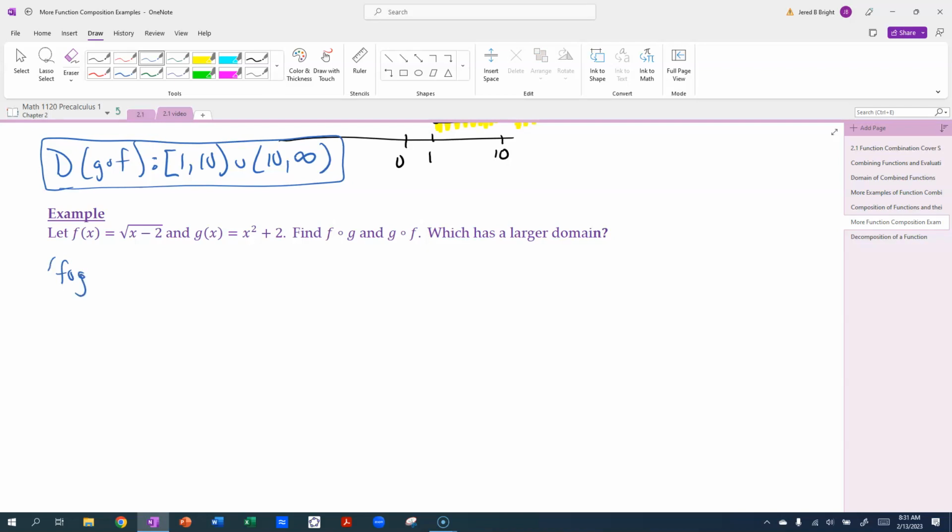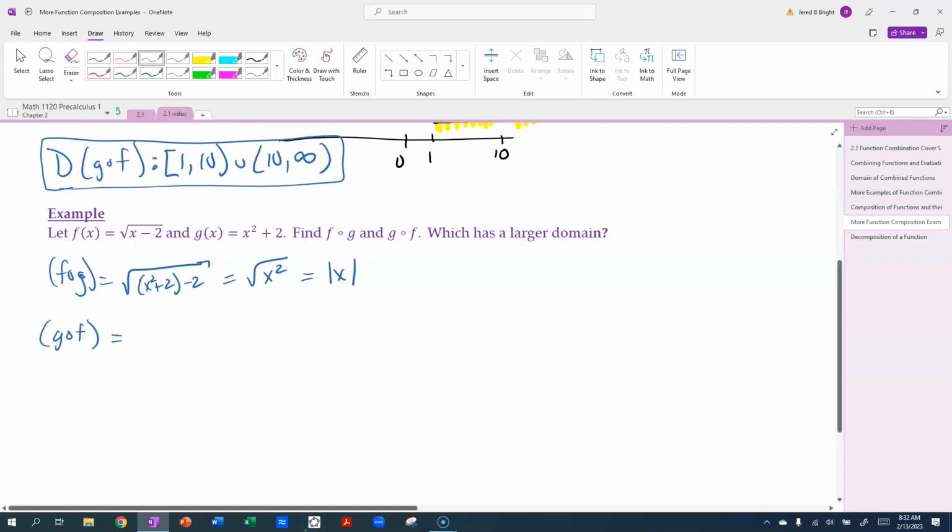So f of g. This is saying into f insert g, so in place of x, we insert x squared plus 2, and then minus 2. If I go through and simplify that, I can remove the parentheses. This ends up being square root of x squared. Now, by definition, you'd want to say it's x. It's actually the absolute value of x, because of the square inside, we don't know whether x was positive or negative in the beginning. That's why we have to do absolute value.